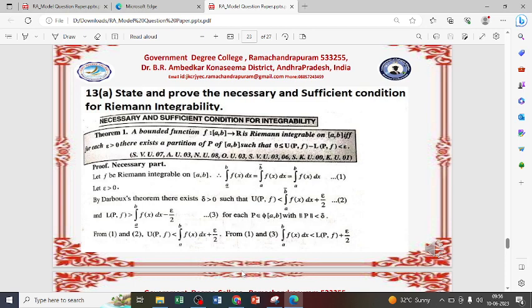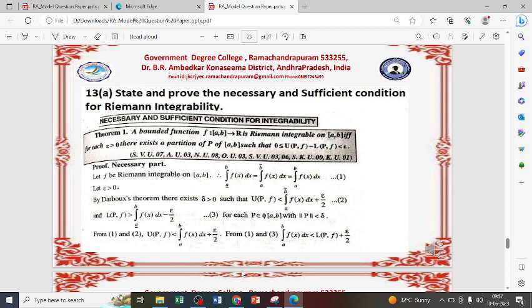So what is happening here is that f is a bounded function. What is the domain? Closed interval [a, b]. What is the codomain? Set of real numbers. This bounded function is going to be Riemann integrable on closed interval [a, b] if and only if for each epsilon greater than 0 there exists a partition P of closed interval [a, b] such that U(P,f) minus L(P,f) will always be less than epsilon. That is, the oscillatory sum is less than epsilon.